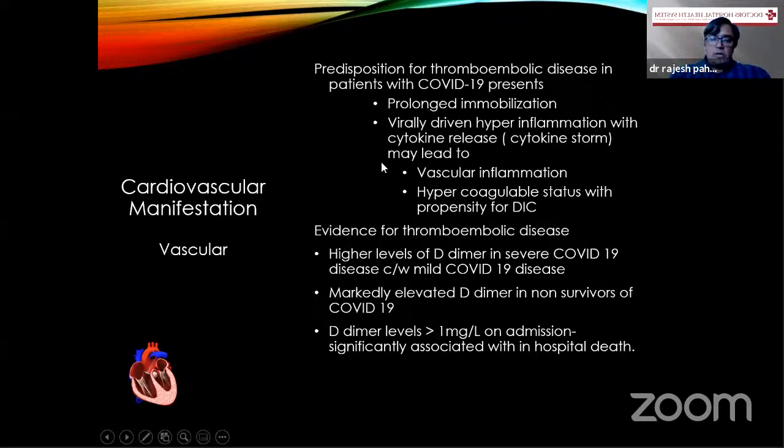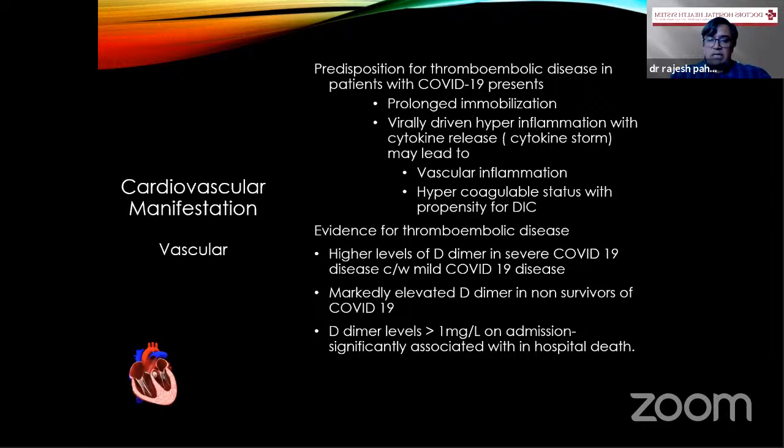Now come to the vascular part of the cardiovascular manifestations. There is a predisposition for thromboembolic disease in patients with COVID-19, which can be explained by prolonged immobilization or viral-driven hyperinflammation with cytokine release leading to vascular inflammation, or a hypercoagulable state with propensity to DIC. There is evidence for thromboembolic disease as described in different literature.